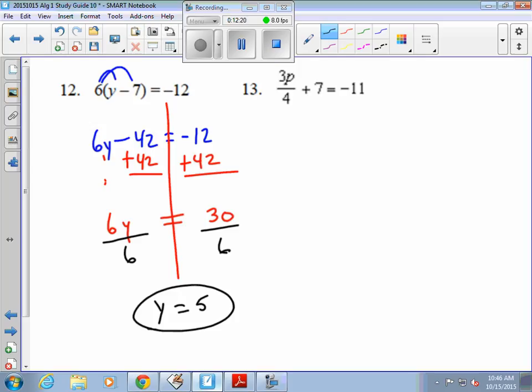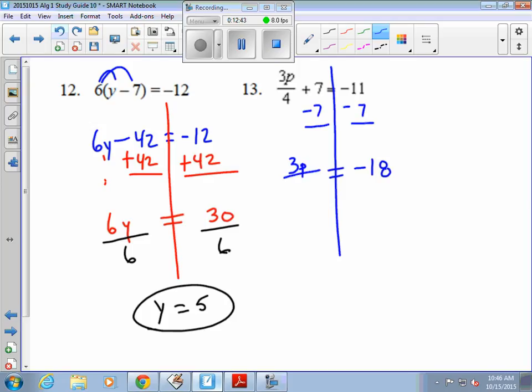3p over 4 plus 7 is equal to negative 11. Undo plus 7 first by subtracting 7. If you subtract 7 on the left, subtract it on the right. You have same signs here again. Add them up. 11 and 7 is 18, and keep the common sign, negative 18. Don't confuse it with multiplication. You still have 3p over 4.